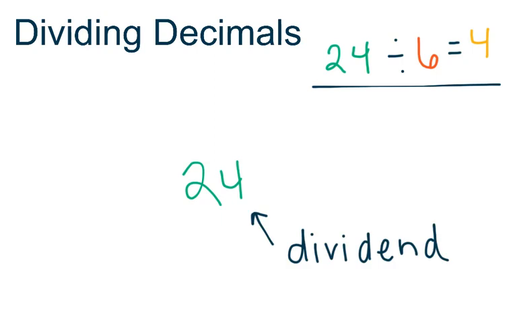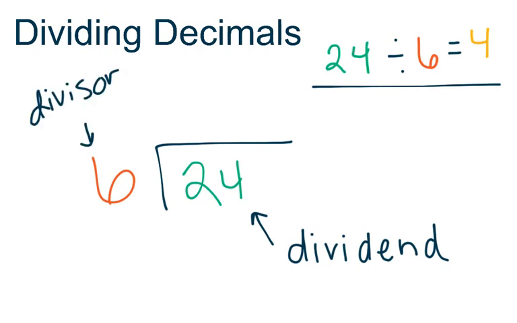To help me remember that the 24 goes inside of what I'm going to call my box, I like to say the problem right, 24 divided by 6. 6 is my divisor, the number that's being used to divide into my dividend. Finally, we get the answer of 4, and division answers are called quotients.